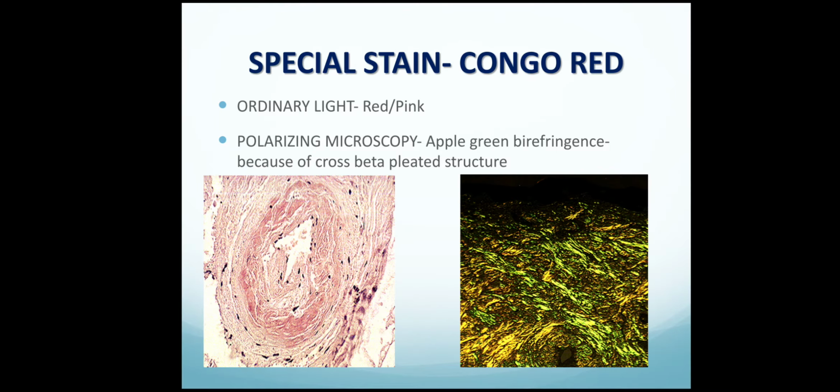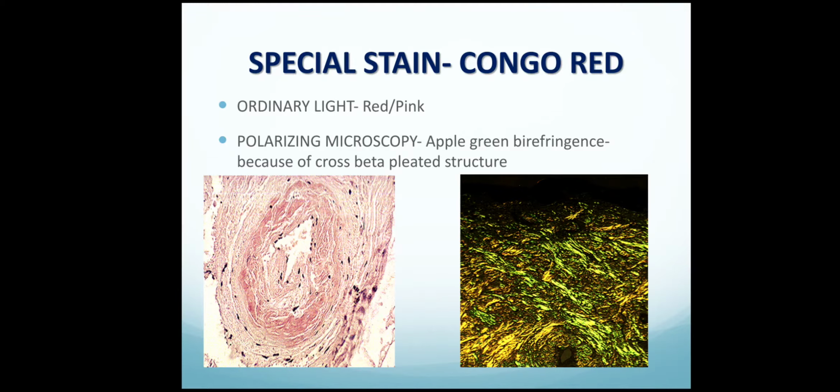Now next we come to the special stain. The most important special stain is the Congo red stain. So when we stain the tissue section with Congo red, in ordinary light microscope it appears reddish pinkish in color, but on polarizing microscopy this will give an apple green birefringence because of the cross beta pleated sheet structure.